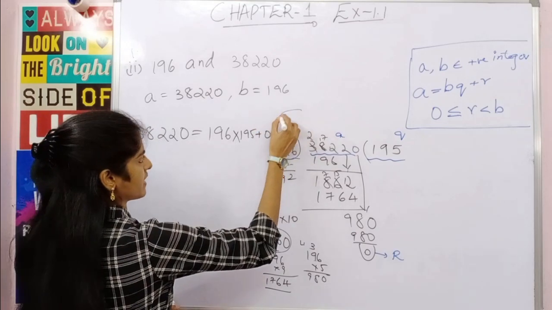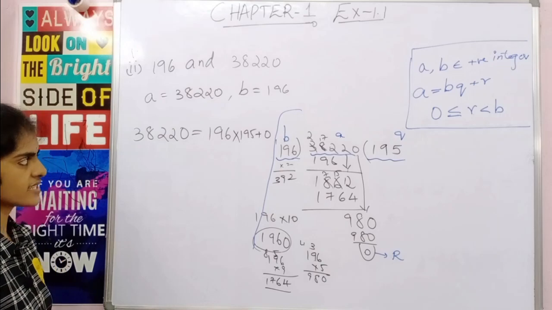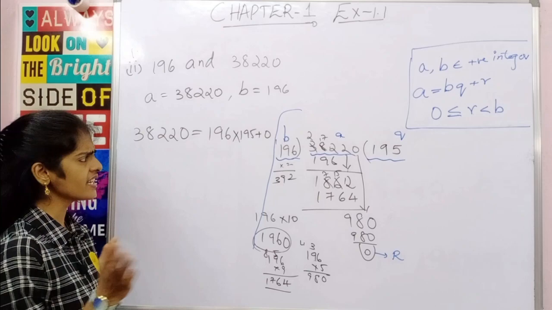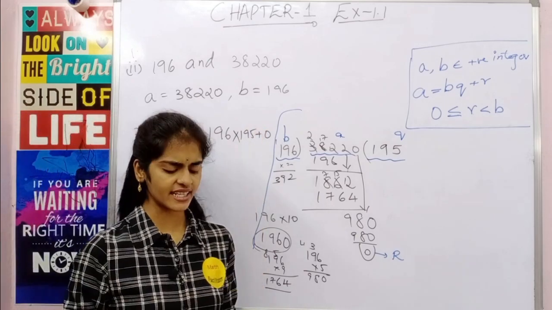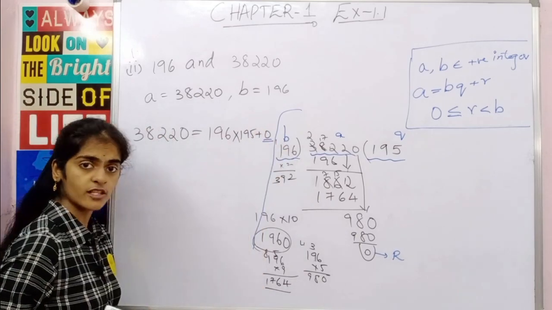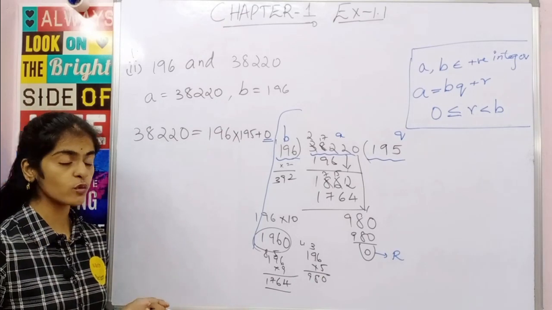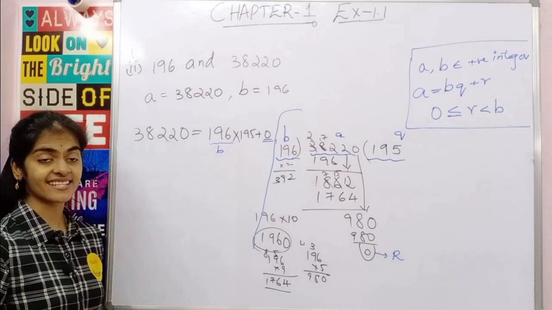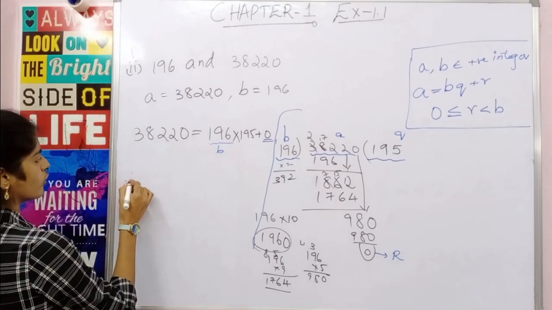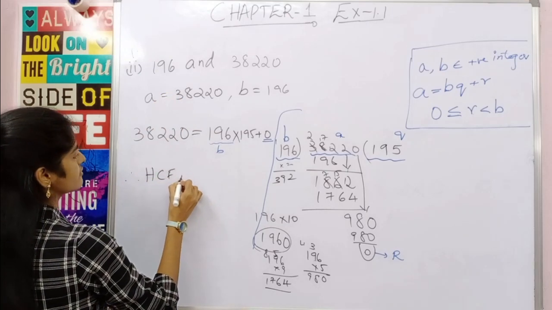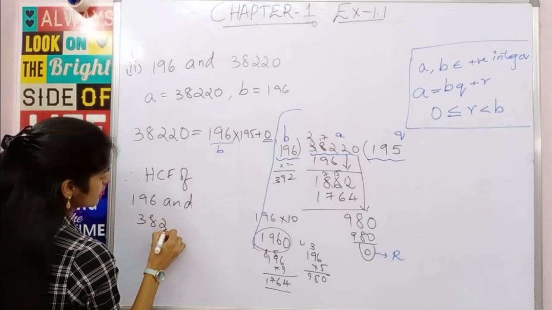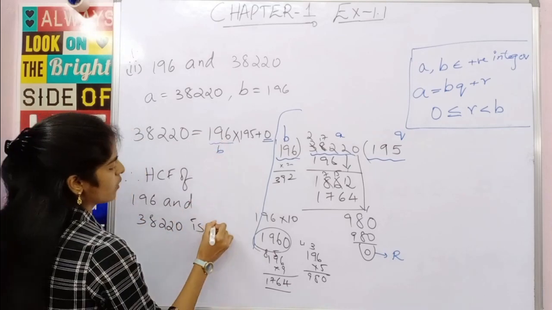Now see, I told you wherever you get the remainder as 0, you will stop the process, right? So here in the first step itself, you got the remainder as 0. So you will stop the process, and you will take this B value, 196, as the HCF. Therefore, the HCF of 196 and 38,220 is 196. Clear?